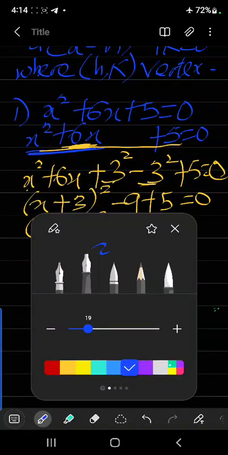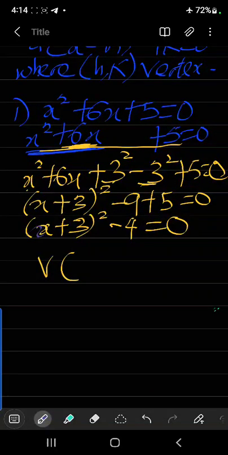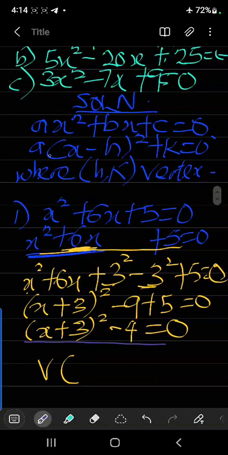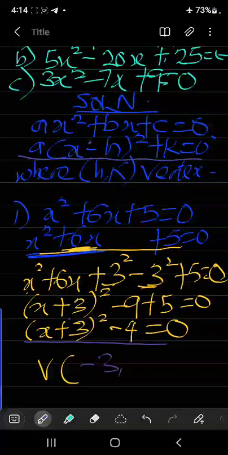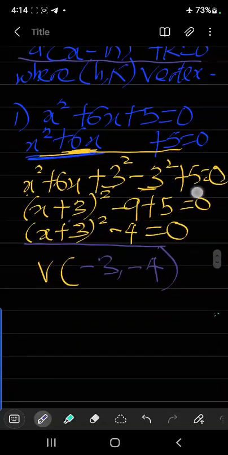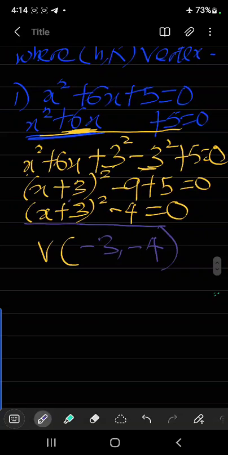So the vertex will be, comparing this one to this one, you notice that our a, the coefficient, is 1. Since our h is negative here and this is positive, we say minus h equals 3, so h is going to be minus 3. And our k is positive here, but this is negative, so our k is going to be minus 4. So that's the vertex of that equation. And I will tell you something beautiful about what I just wrote, but wait a bit.